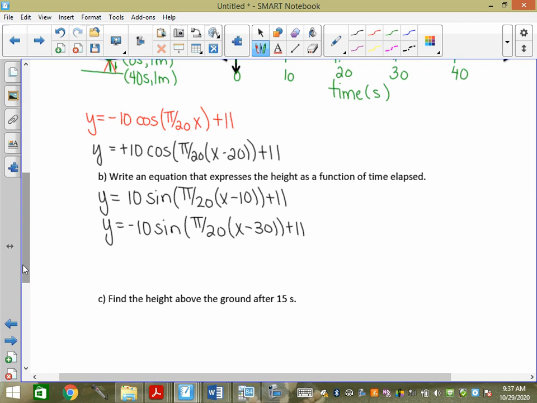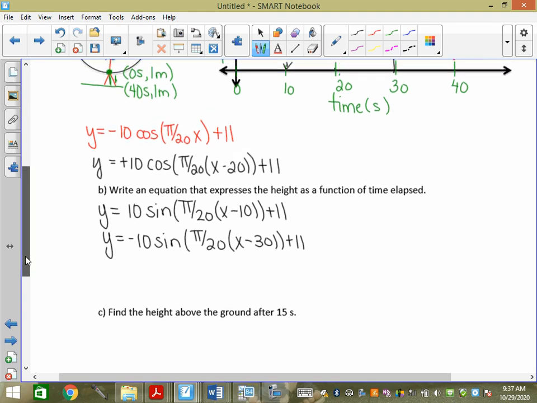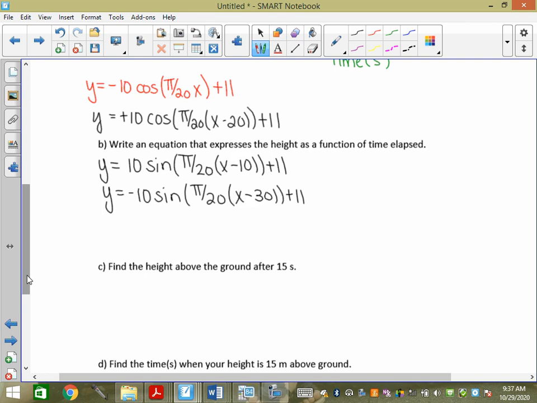Find the height above the ground after 15 seconds. So they gave me t or x, right? I can just plug it in. If they give me y, I have to put in y2 and find out where they intersect, right? If they give me x, I can literally plug it in. I'm going to plug it into the negative cos equation. I just type it into my main screen.